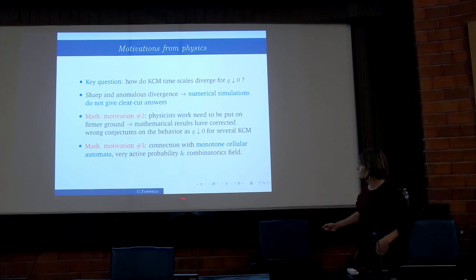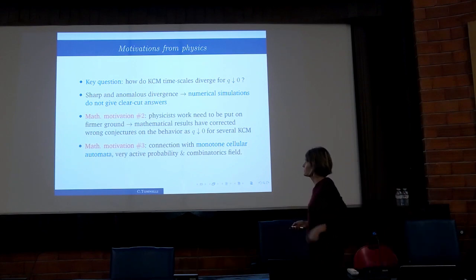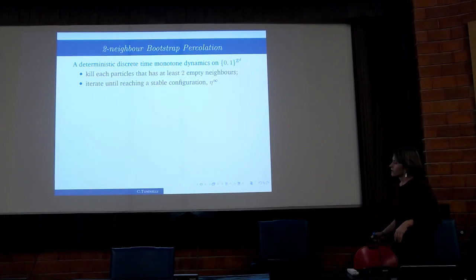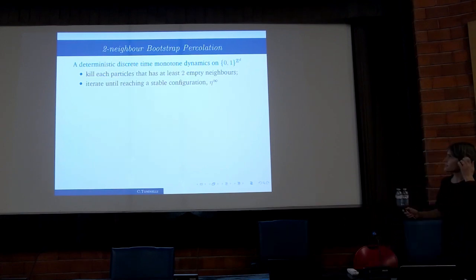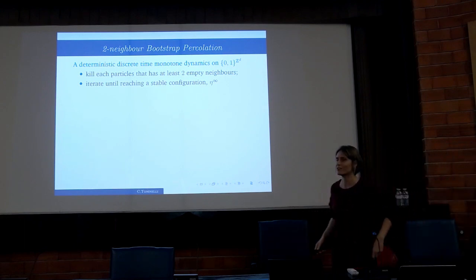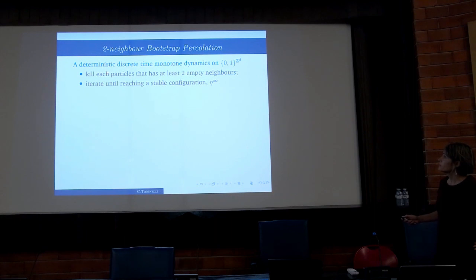So let's start from this last part, because it allows us to dig more deeply into how the model behaves. Let's introduce another dynamics, which is a cousin of our FA2F dynamics. It's, let's say, an easier cousin. Let's see why. This dynamics will be a deterministic, discrete time, and monotone dynamics.